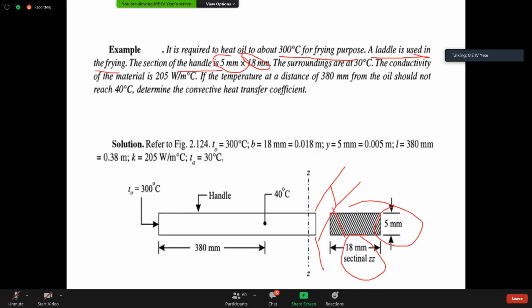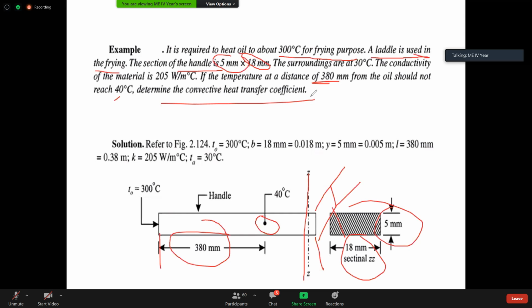Next, this length is given as 380 mm. If the temperature at a distance of 380 mm from the oil is 40 degrees centigrade, it should reach 40 degrees. Determine the convective heat transfer coefficient. If nothing is given, assume it is a long fin.